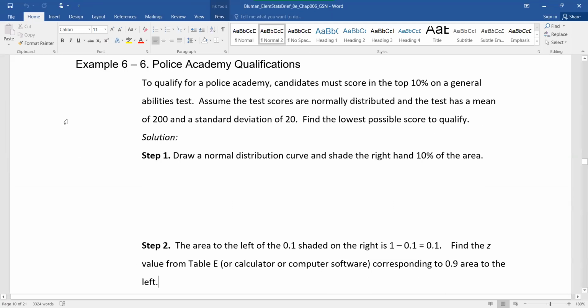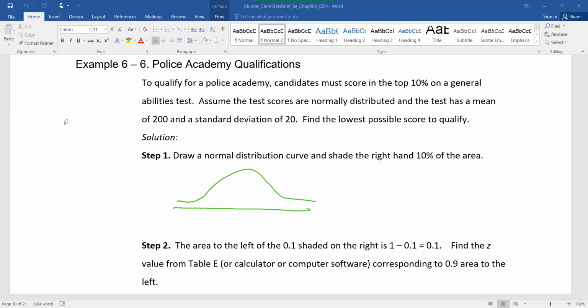All right, so in this example, we're looking at police academy qualifications. To qualify for a police academy, candidates must score in the top 10% on a general abilities test. Assume the test scores are normally distributed and the test has a mean of 200 and a standard deviation of 20. We're going to find the lowest possible score to qualify. So we're going to draw a normal distribution curve and shade the right-hand 10% of the area. So here we go.